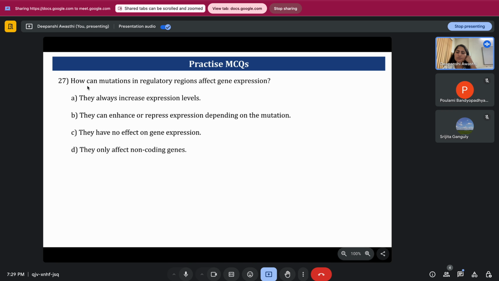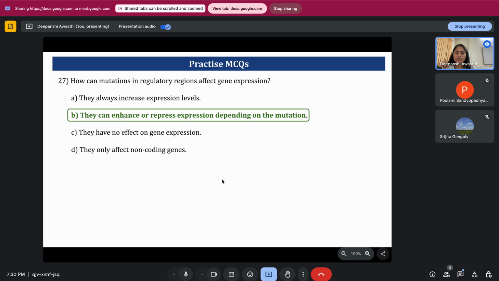Now, question number 27. How can mutations in regulatory regions affect the gene expression? Option A, they always increase expression levels. Option B, they can enhance or repress the expression depending on the mutation. Option C, they have no effect on gene expression. And option D, they only affect the non coding genes.